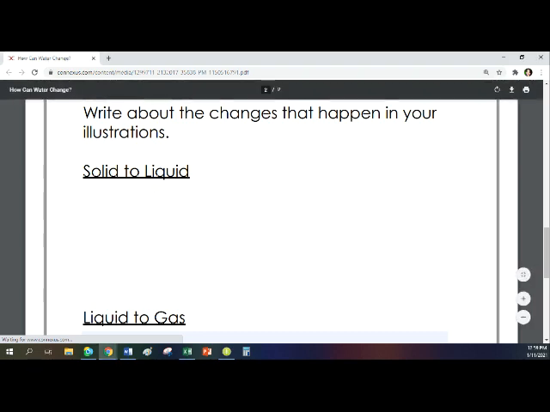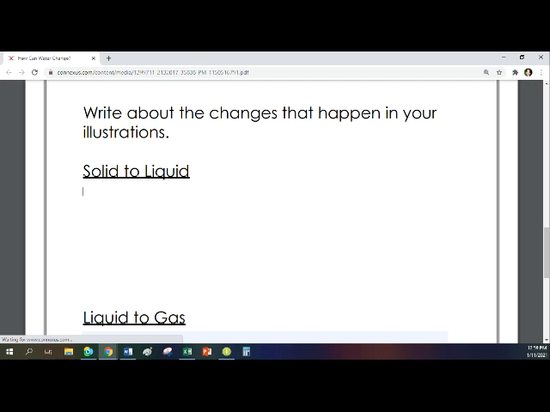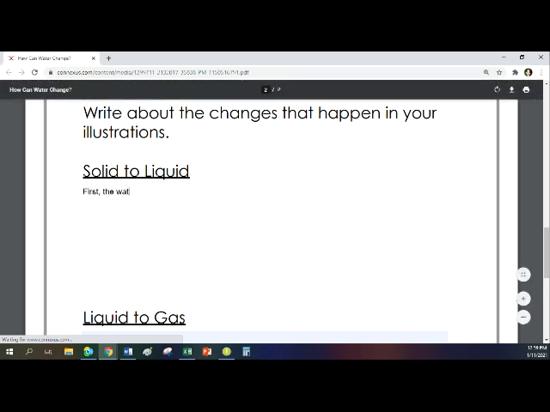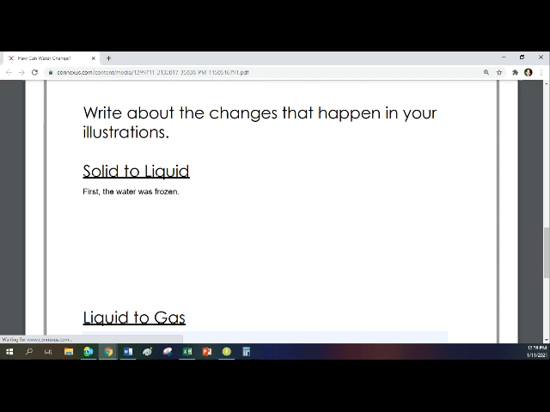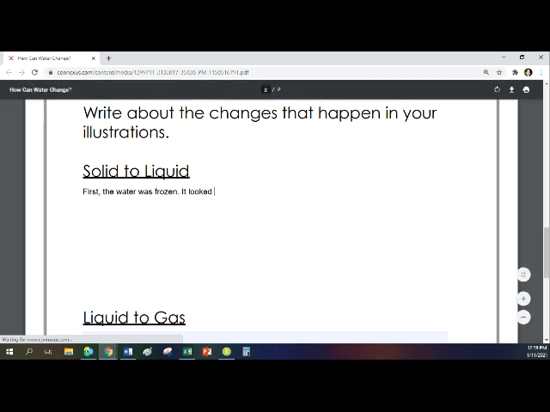So in solid to liquid, what happened to change that water? First, the water was frozen, right? Temperature affects those changes, those states of matter. So first the water was frozen. It looked like ice cubes. That's what I drew. I drew ice cubes, right? Then it got warmer or hotter. The ice melted. It was in that solid state. The ice melted and turned into water. Ice is a solid. Water is a liquid.